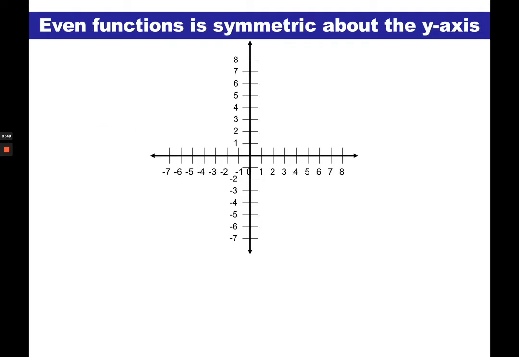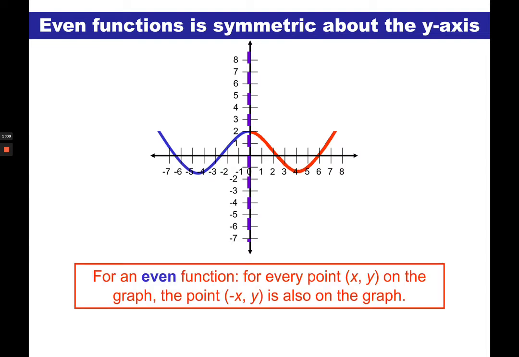An even function is symmetric about the y-axis. As you can see, this is one graph, but both sides are like a reflection of the other. For an even function, for every point (x, y) on the graph, the point (negative x, y) is also on the graph. Or simply looking at the graph, if the graph is symmetric about the y-axis, then the function given is even.